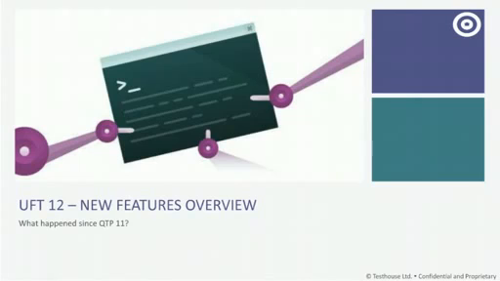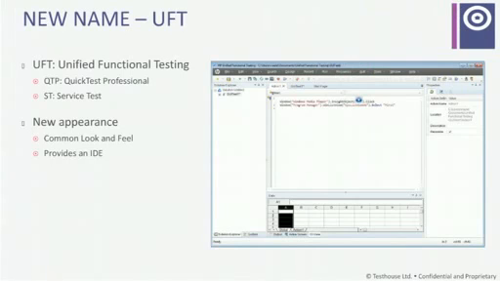So let's have a look at the new features that were introduced in UFT 11.5 or 12. I'm not going to cover all the features, it's just the most important aspects. So there's a new name. It's now called Unified Functional Testing, and it was called QuickTest Professional before. It's due to the fact that QTP and another tool called Service Test were merged together in a brand new tool. So QTP is still there, but it's embedded within UFT.